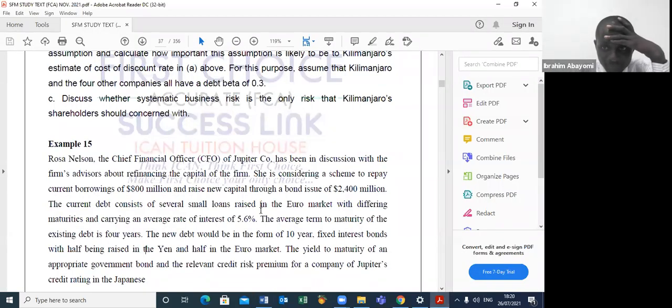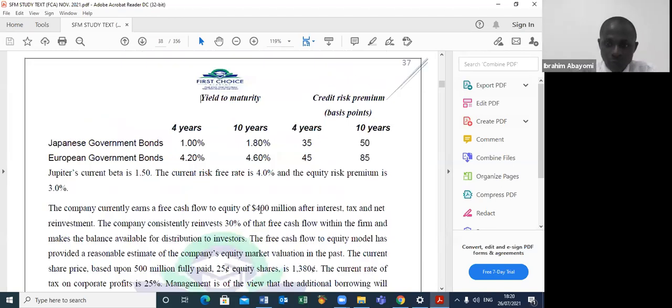Can you see my screen? Can you see my screen? Can you see the question before me, example 5? Yes. Okay, thank you. I want to show you something. Now, the question tells us that the company currently earns a free cash flow to equity of 400 million.